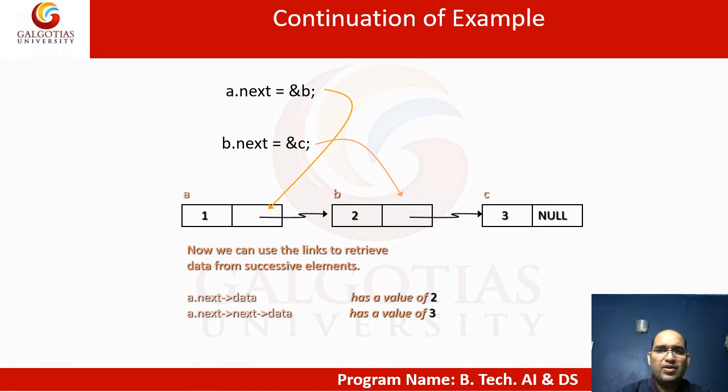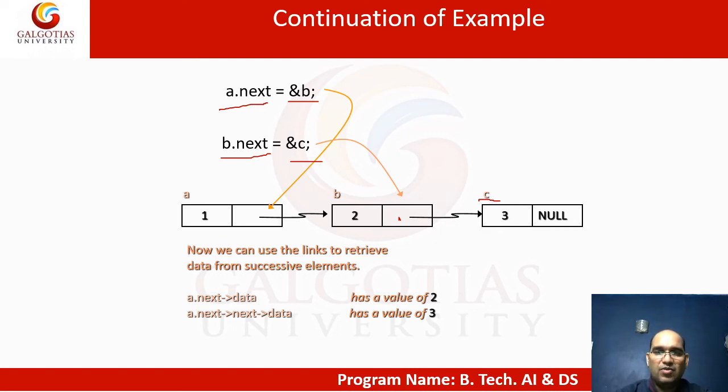After that, what we can do is store in A next, that means the second field of A, the address of B. We can find the address of B by using this particular operator. And we can write B next as the address of C. We can find the address of C using the address operator, and that value can be stored in this. Now we can use the links to retrieve data from successive elements.